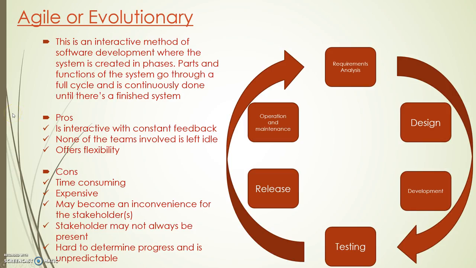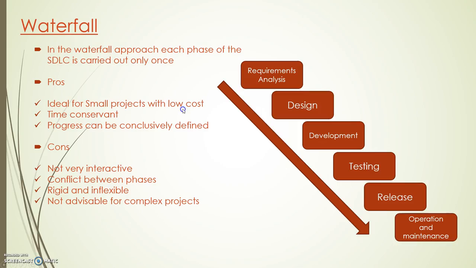This is an iterative method of software development where the system is created in phases. Parts and functions of the system go through a full cycle, and this is continuously done until there's a finished system. Pros. The pros are it is iterative, which means there's constant feedback. None of the teams involved is left idle, and it offers flexibility. The cons are it is time consuming, expensive, may become an inconvenience for the stakeholder. The stakeholder may not always be present, and it's hard to determine progress, and it's also unpredictable.